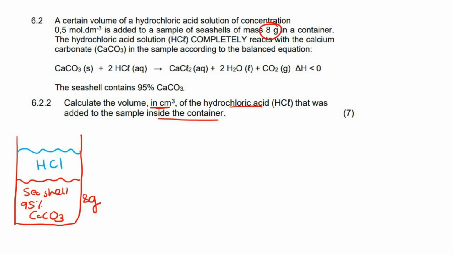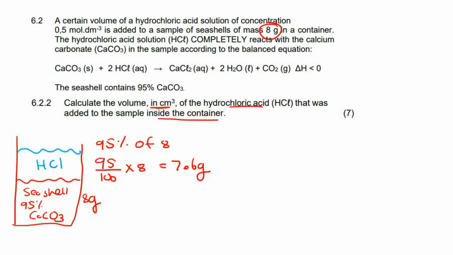We know that the seashell is 8 grams. So let's work out what is 95% of 8. You could just say 95% on your calculator, or you can say 95 over 100 multiplied by 8. That's going to give you 7.6 grams. Now check this out, guys. Look how easy this actually is. We know how much mass of calcium carbonate we have. As soon as you have mass, you can get moles. Once you have moles, you are in business, because then you can get any one of the others by just using the mole ratio.